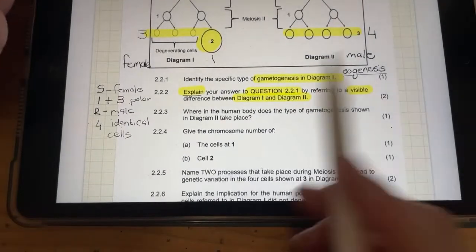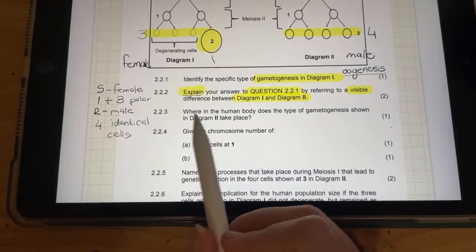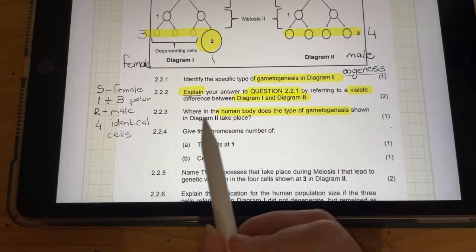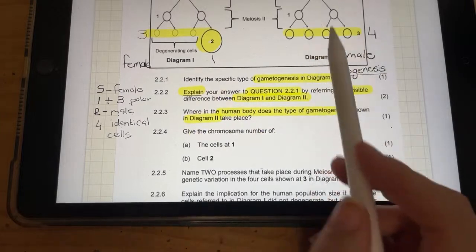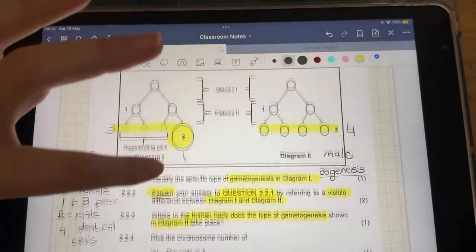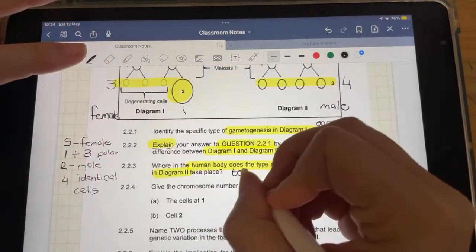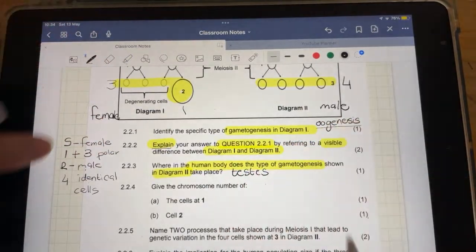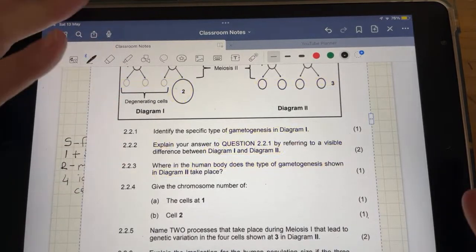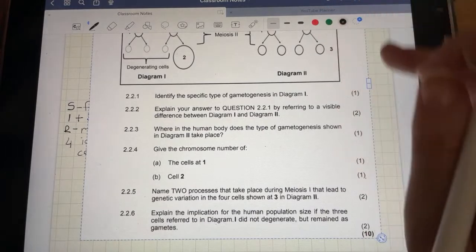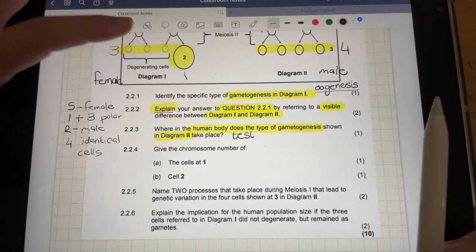All right. Next question. Where in the human body does this type of gametogenesis shown in diagram 2 take place? So they're talking about this diagram up here, which is in males. So hopefully we all know that answer off by heart. It is the testes. Right. Next question. That was a short and easy one, right? There we go. Next one.